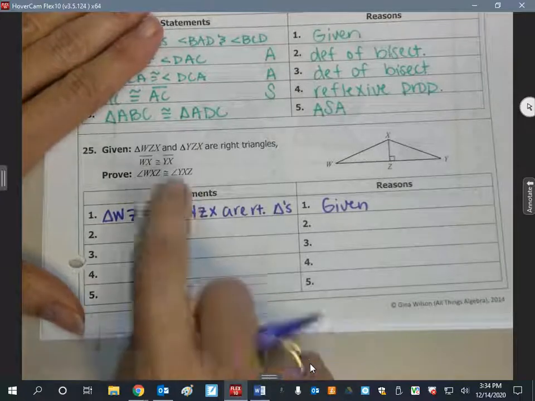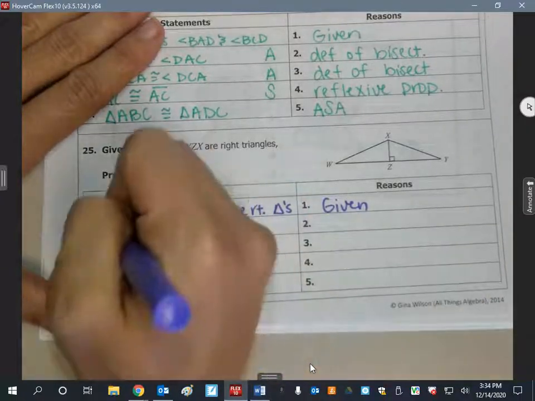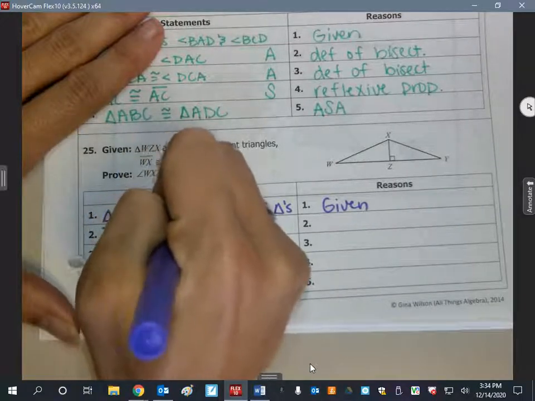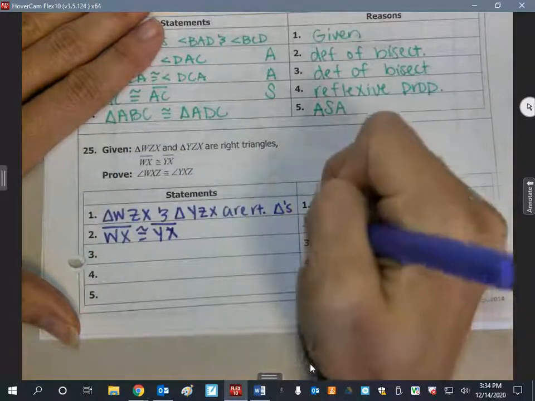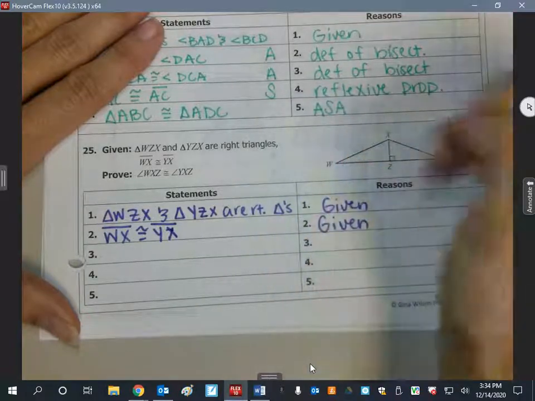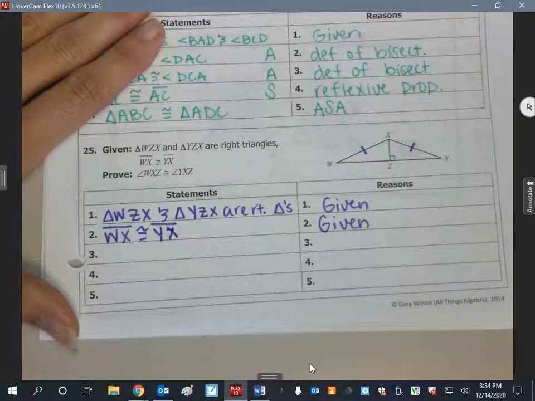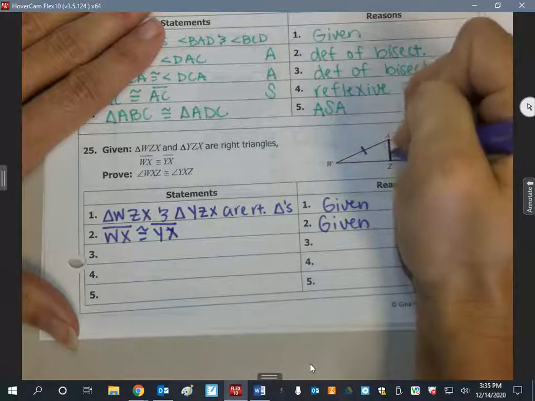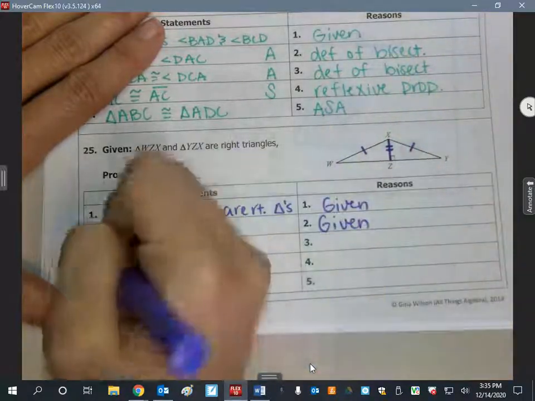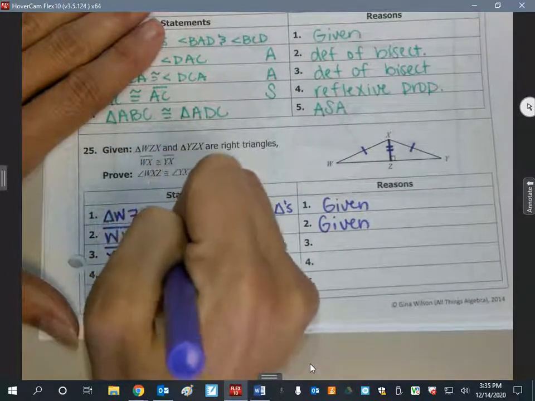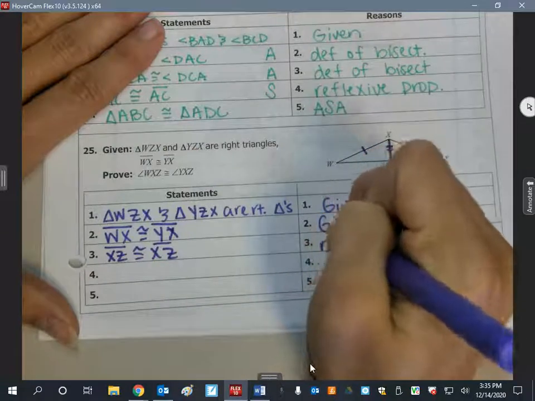So we go to our next given. WX is congruent to YX. That's also given. That's all of the given information that I have, so I need to look at my picture and figure out whether I have vertical angles or a shared side. And I do have a shared side. That shared side is XZ. XZ is congruent to itself by the reflexive property.